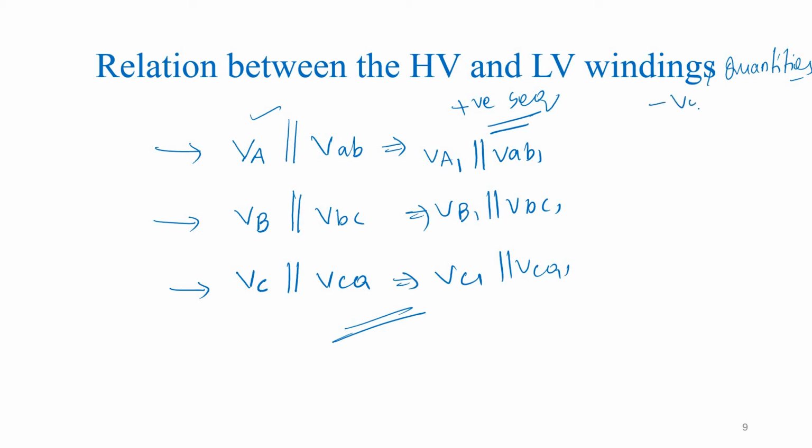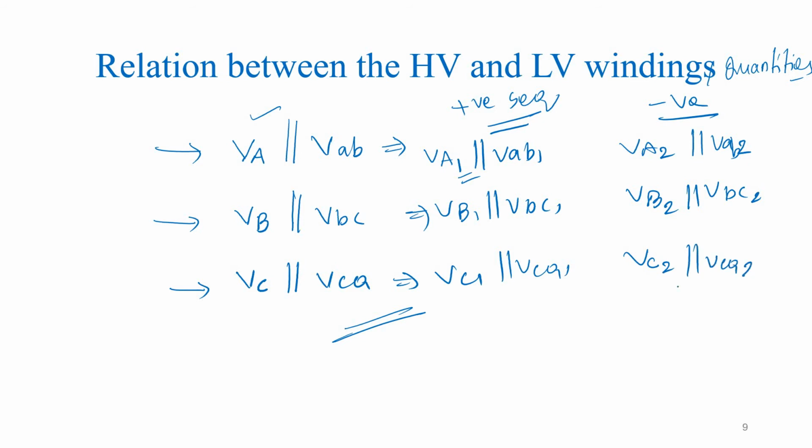Similarly, with respect to the negative sequence, instead of the 1 subscript, you can represent with the 2, that's it. So which will indicate the negative sequence representation, VBC2, VAB2. So VC2 is parallel to VCA2. So these are the representations we are going to use in the positive and the negative sequence phasor diagrams.